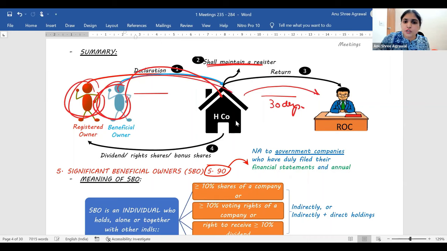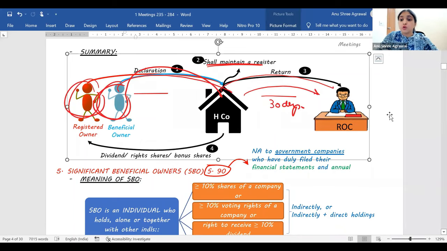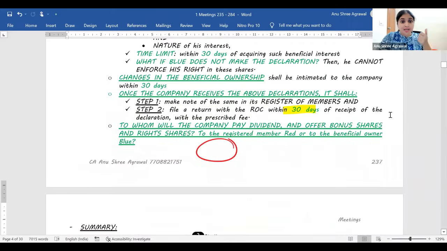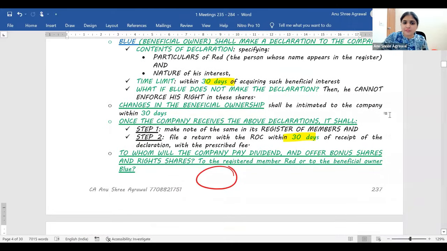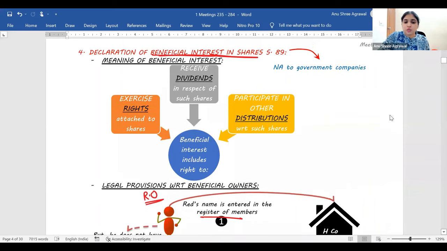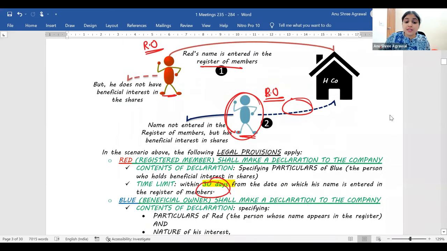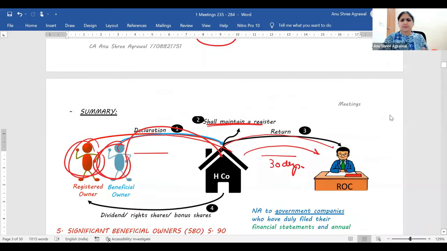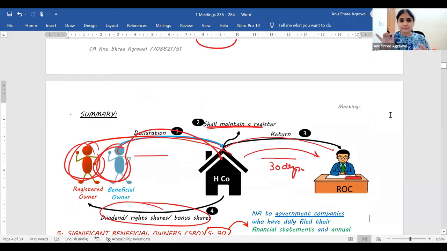Red and Blue also should inform the company within 30 days. The company should also inform the ROC within 30 days. The company will also maintain a separate register. But the story is not over here. Two more things we have to learn. Number one, the definition of beneficial interest. And number two, the dividend rights, shares and bonus shares. Let us finish off the easy part first.